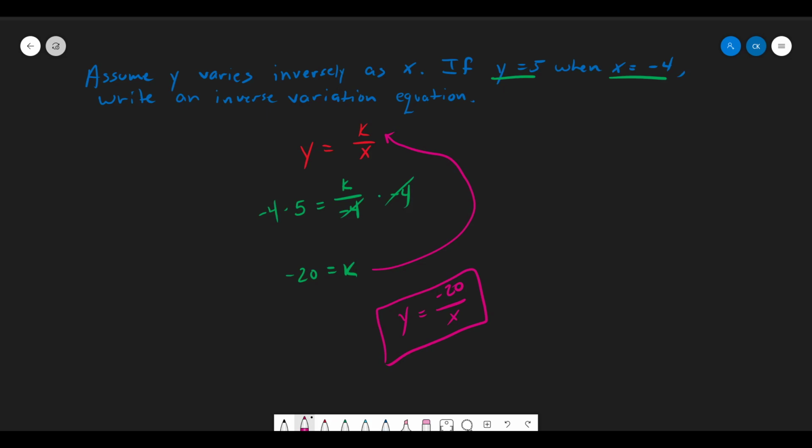Okay, so this should be the answer we get. Again, we see that y varies inversely as x, so we're working with y equals k over x. We plug in the y as 5, the x is negative 4. We multiply both sides by negative 4, so we get negative 20 is k. So then I just replace the k with negative 20, and I get the equation y equals negative 20 over x.